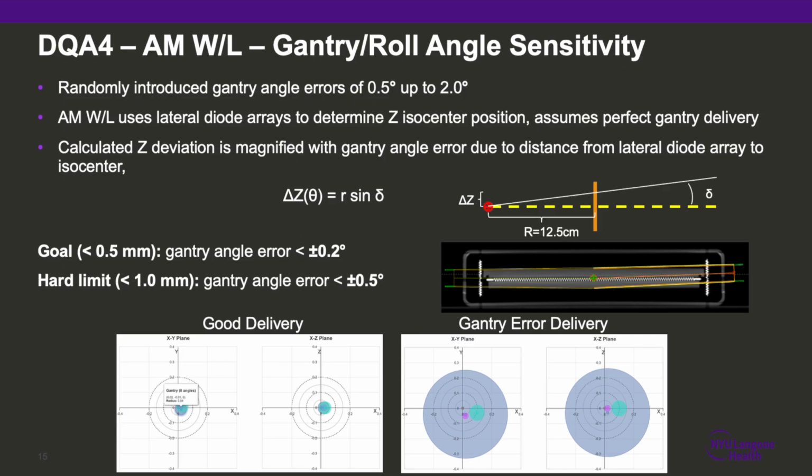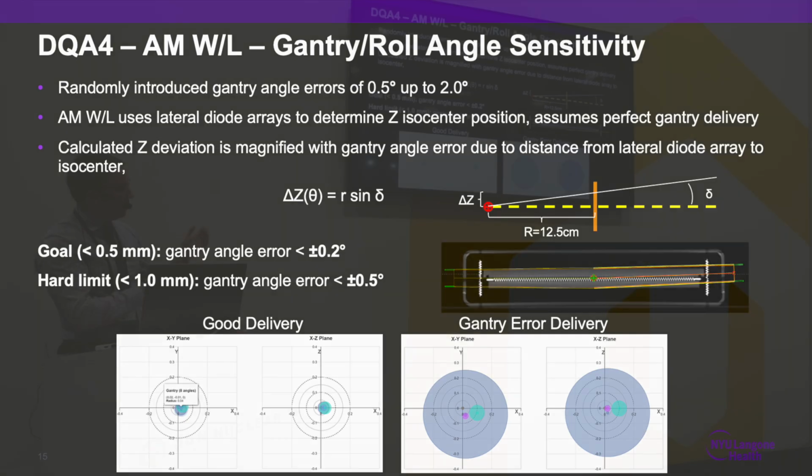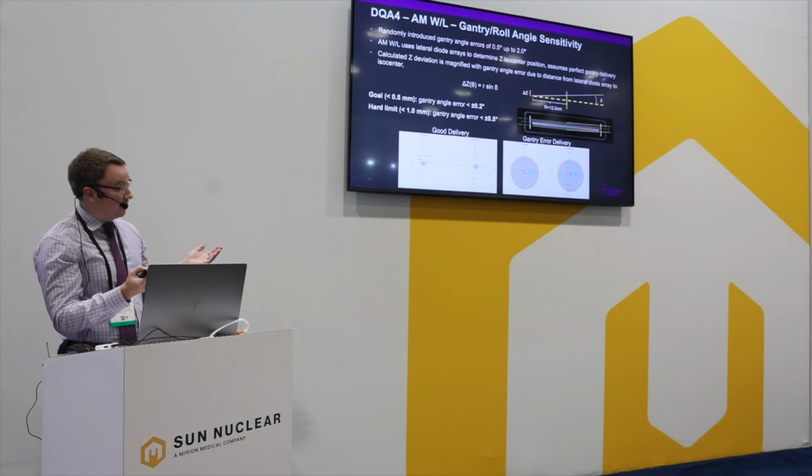it creates a 0.5 millimeter vertical offset. Another point to make is that this is also going to be sensitive to phantom roll. So if your couch roll isn't perfect, then that can also add to this, or they could cancel out.